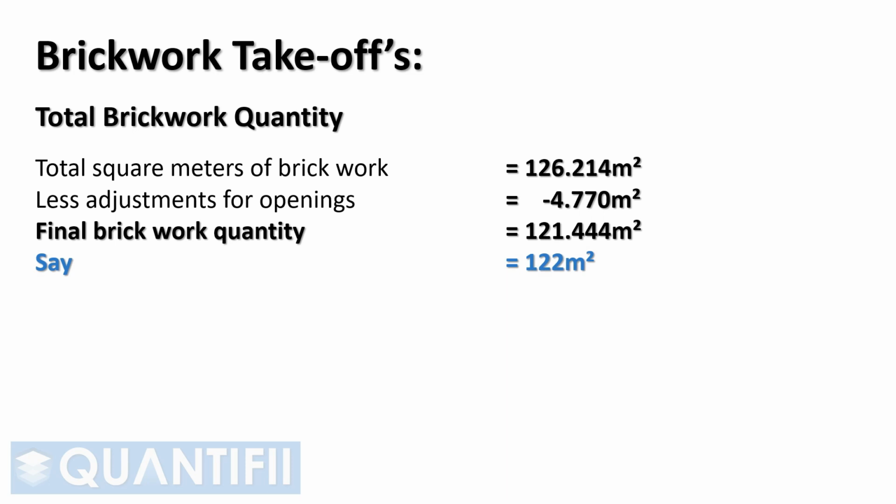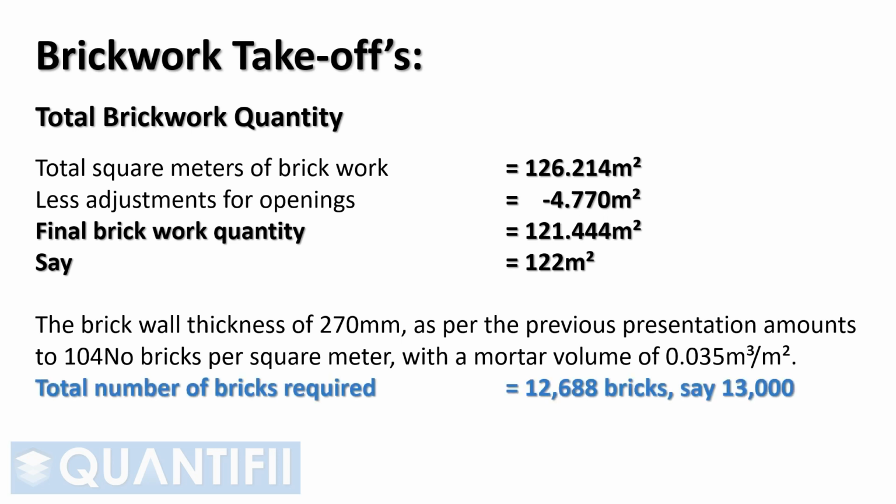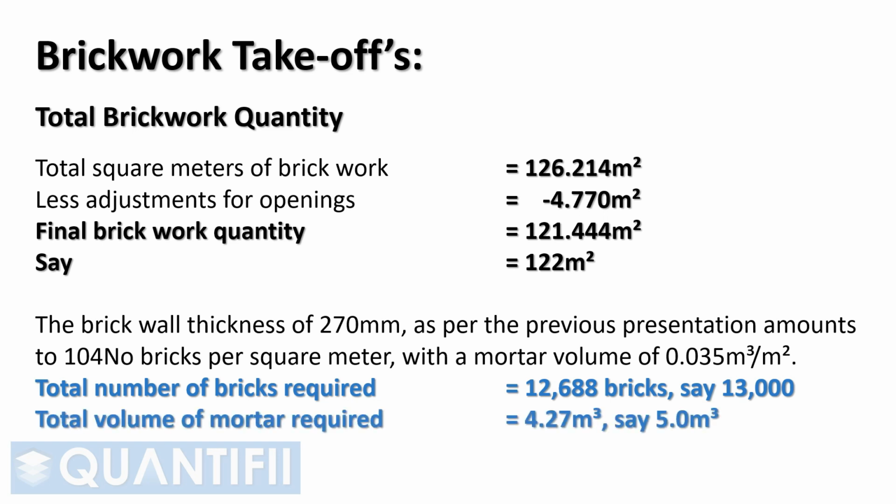The brick wall thickness of 270 millimeters, as per the previous presentation, amounts to 104 bricks per square meter, with a mortar volume of 0.035 cubic meters per square meter. So, the total number of bricks required is 12,688 bricks, say 13,000, as bricks are normally sold on pallets of 500 bricks. The total volume of mortar required is 4.27 cubic meters, say 5.0 cubic meters.